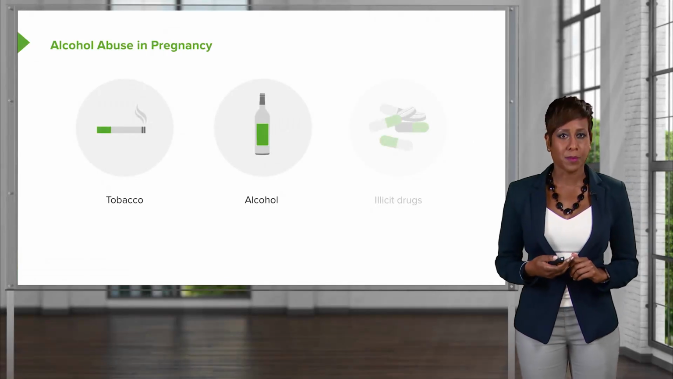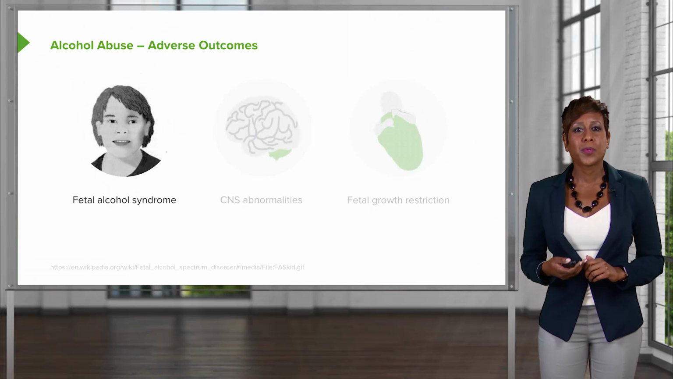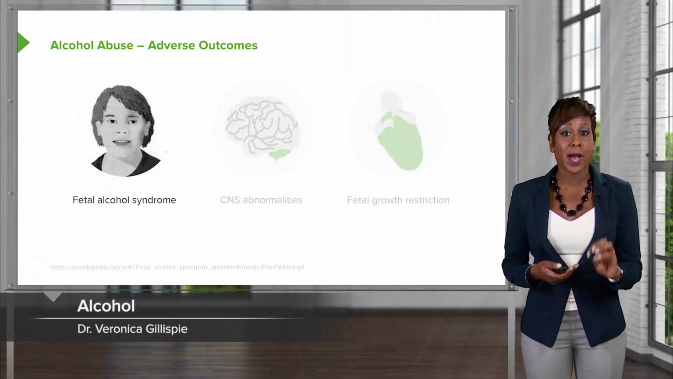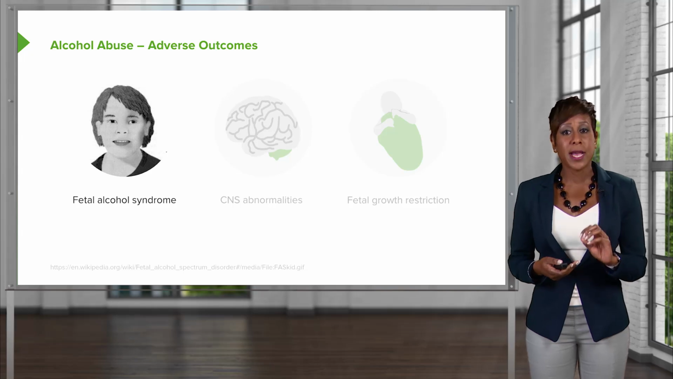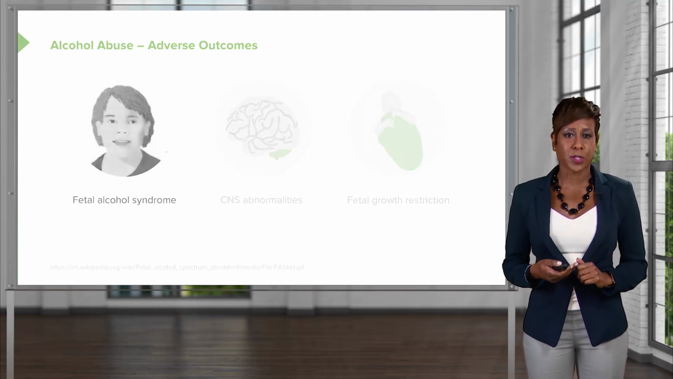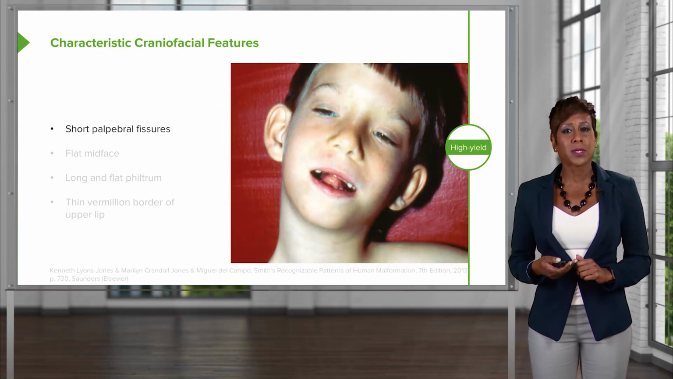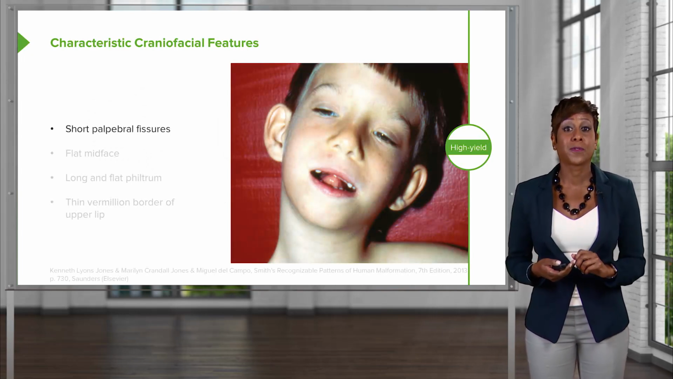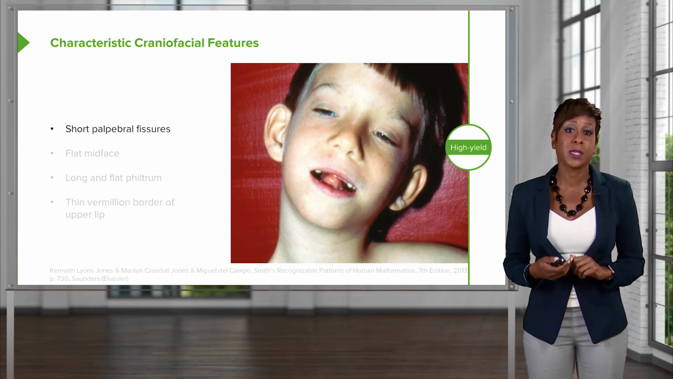Okay, so alcohol abuse. There are some adverse outcomes, and we're going to talk about each of these in a little bit of detail: fetal alcohol syndrome, CNS abnormalities, and then fetal growth restriction. With fetal alcohol syndrome, there are craniofacial features that you need to make sure you're very well aware of, because you will see these on the exam.